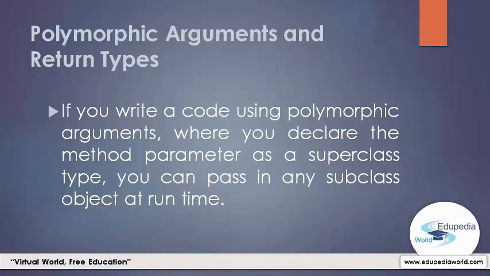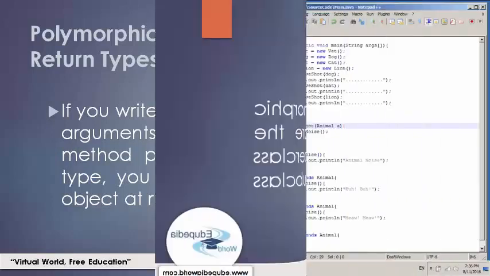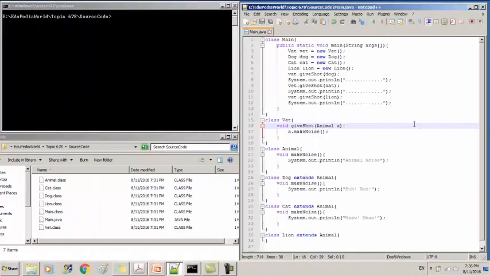Now let's go for polymorphic arguments and return types. If we can declare a reference variable of a super type, say Animal, and assign a subclass object to it, say Dog, think of how that might work when the reference is an argument to a method. Let me explain this with an example.